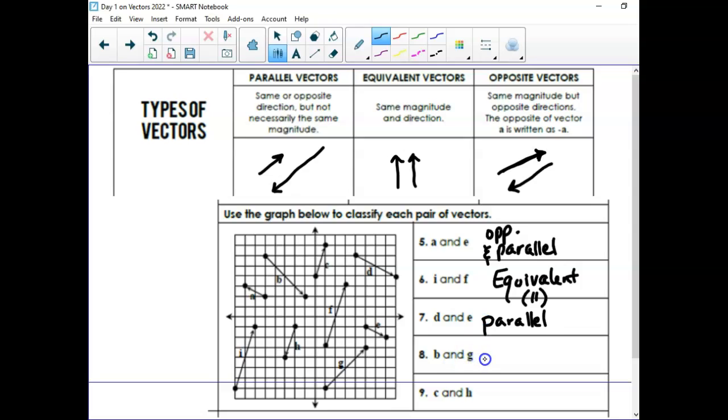B and G. B is down 4 and over 4, and G is right 4 and up 4. I think nothing, right? They're not going the same direction. They're not going opposite directions. So opposite?